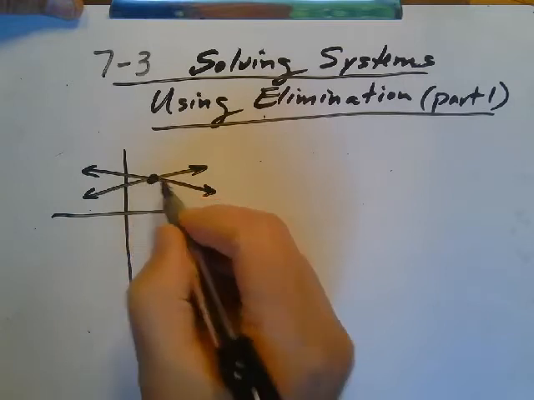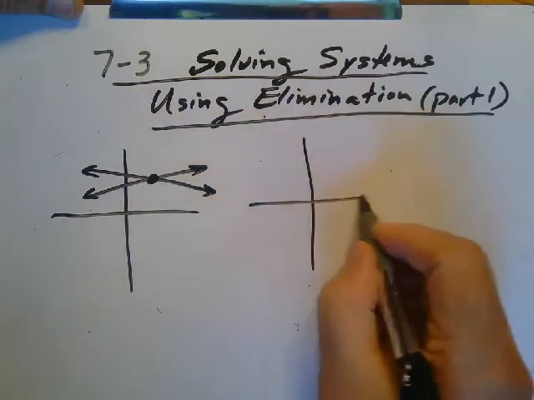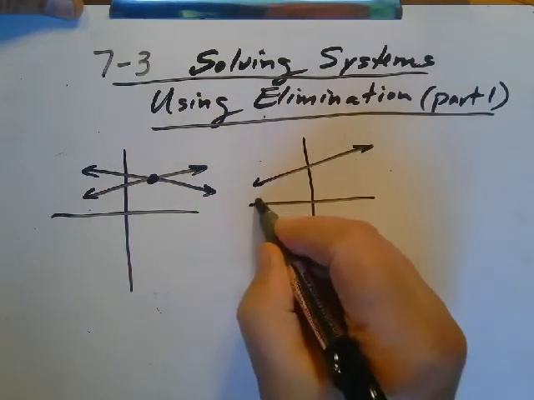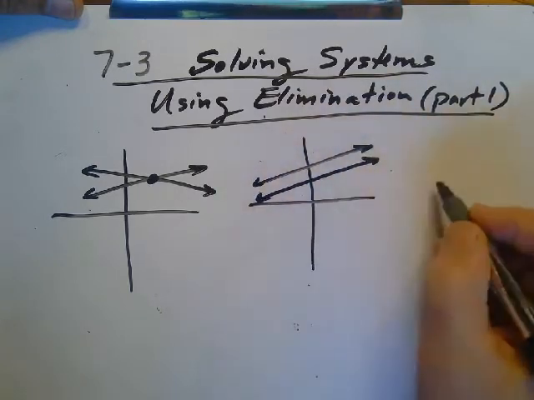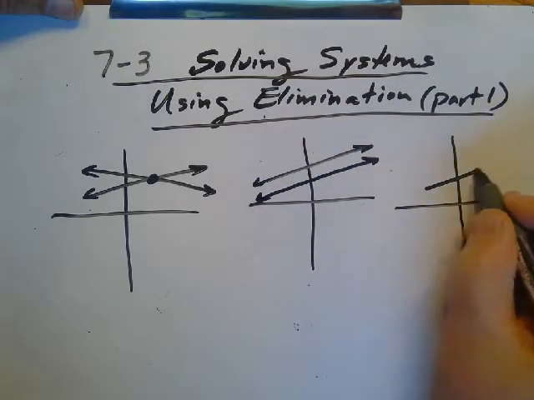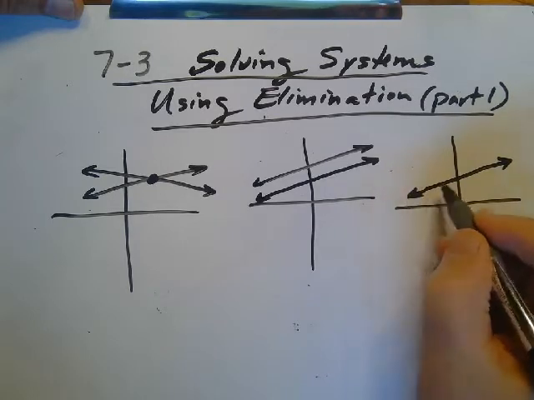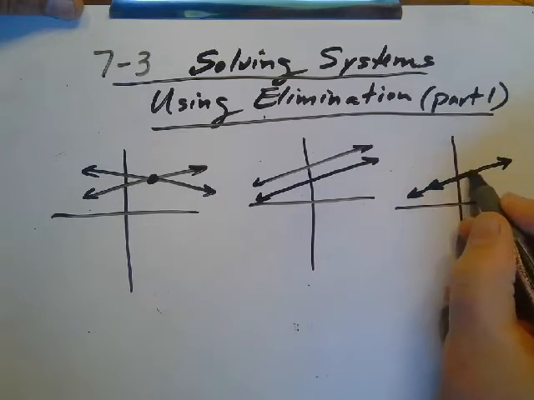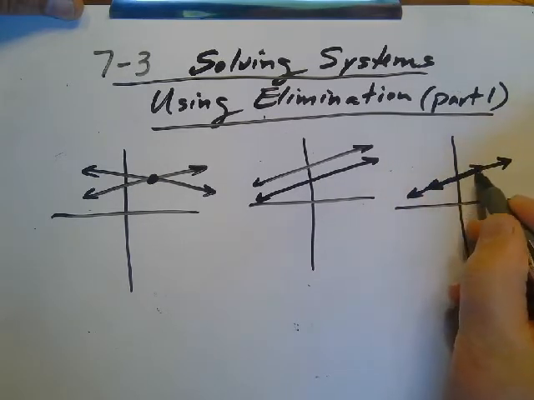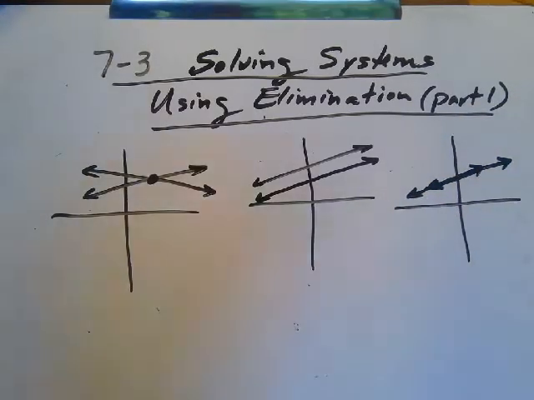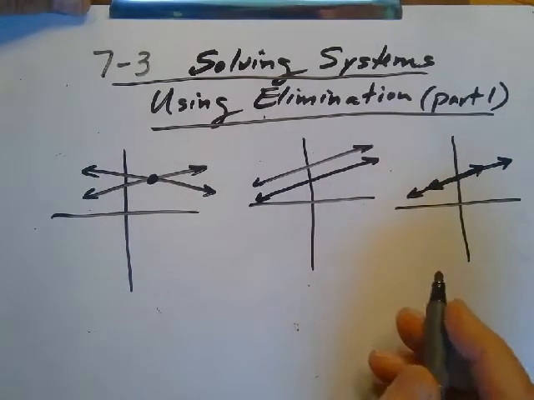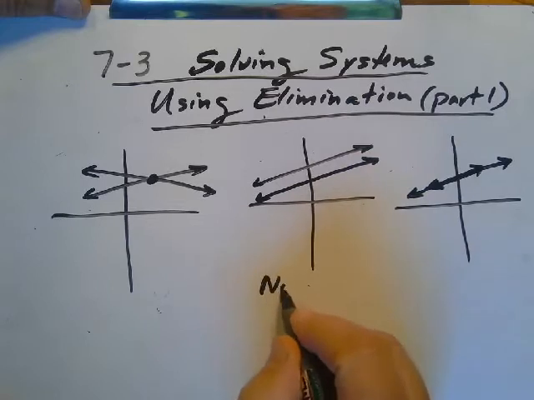Sometimes they intersect in one point. Sometimes they don't intersect at all because they're parallel. And sometimes they intersect because they are the same line. They intersect everywhere. So these are the three things that can happen, and we're looking for where these lines intersect. If they don't intersect at all, we call this no solution.